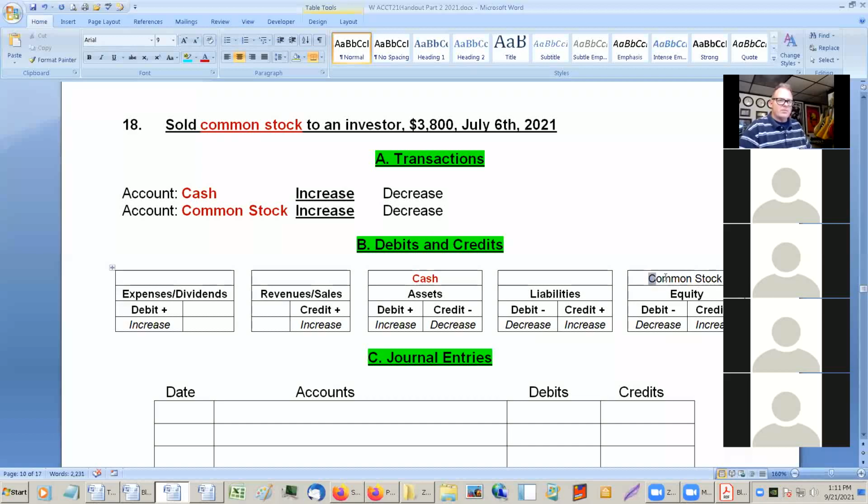My new way of spelling common stock. Probably not going to catch on, so I'll go back to the old way.